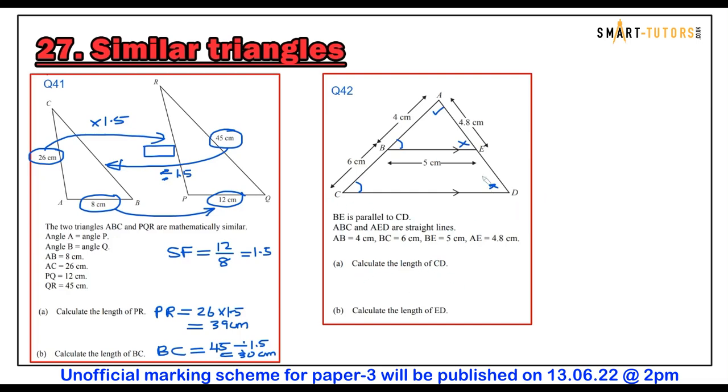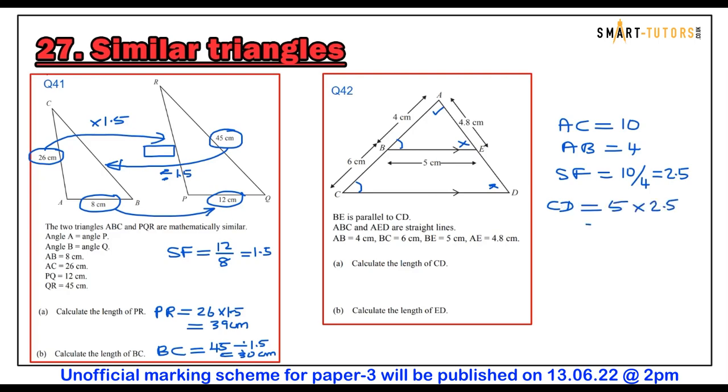So CD, right? You need to find out the scale factor. AC equal 10, AB is 4. So the scale factor 10 divided by 4 is 2.5. So that is the scale factor. If you want to find out the CD, equal 5 times 2.5, that is going to be 12.5 centimeter. So 12.5 centimeter is the CD.